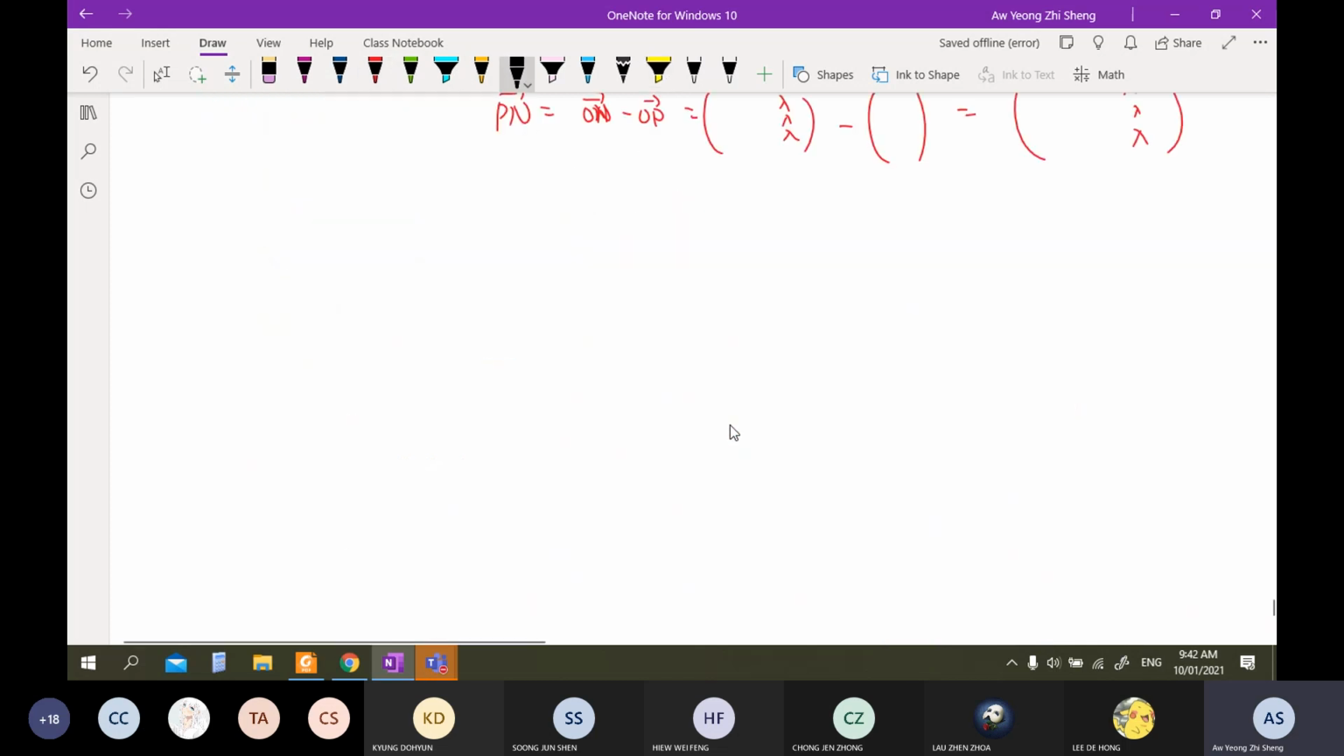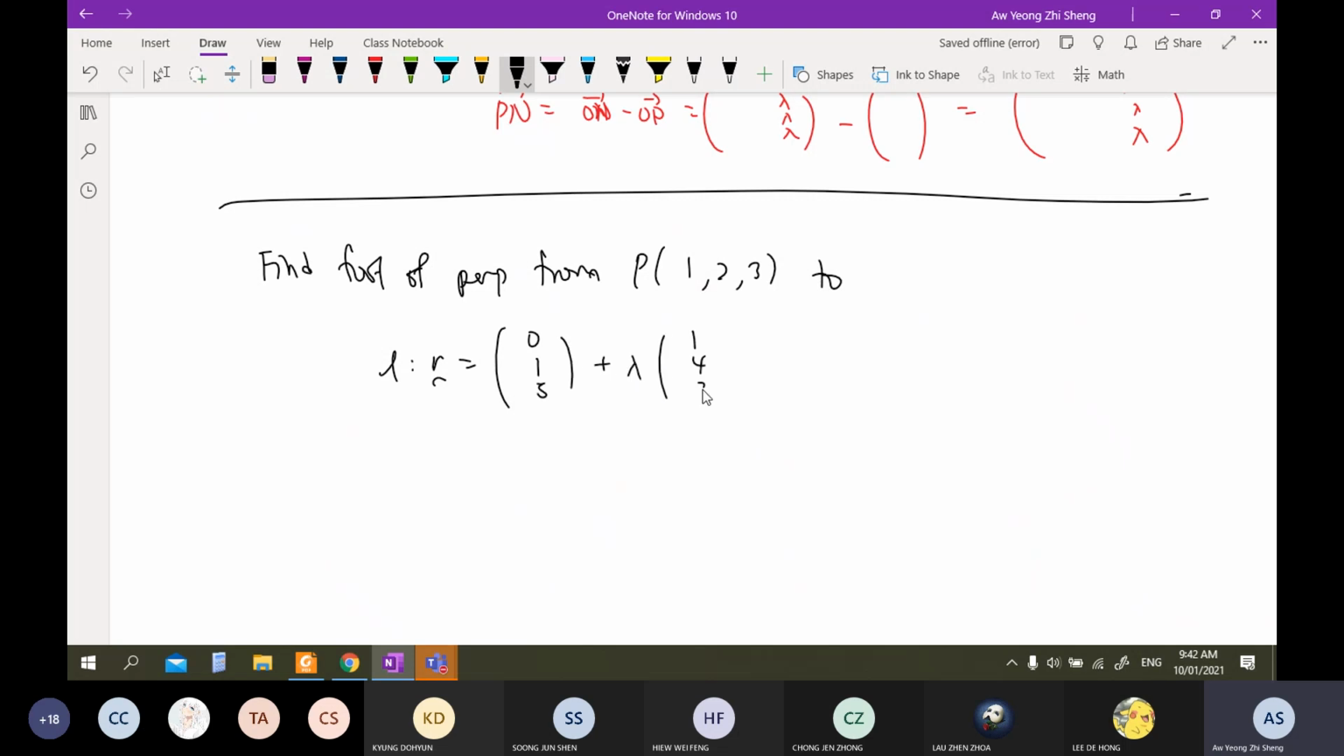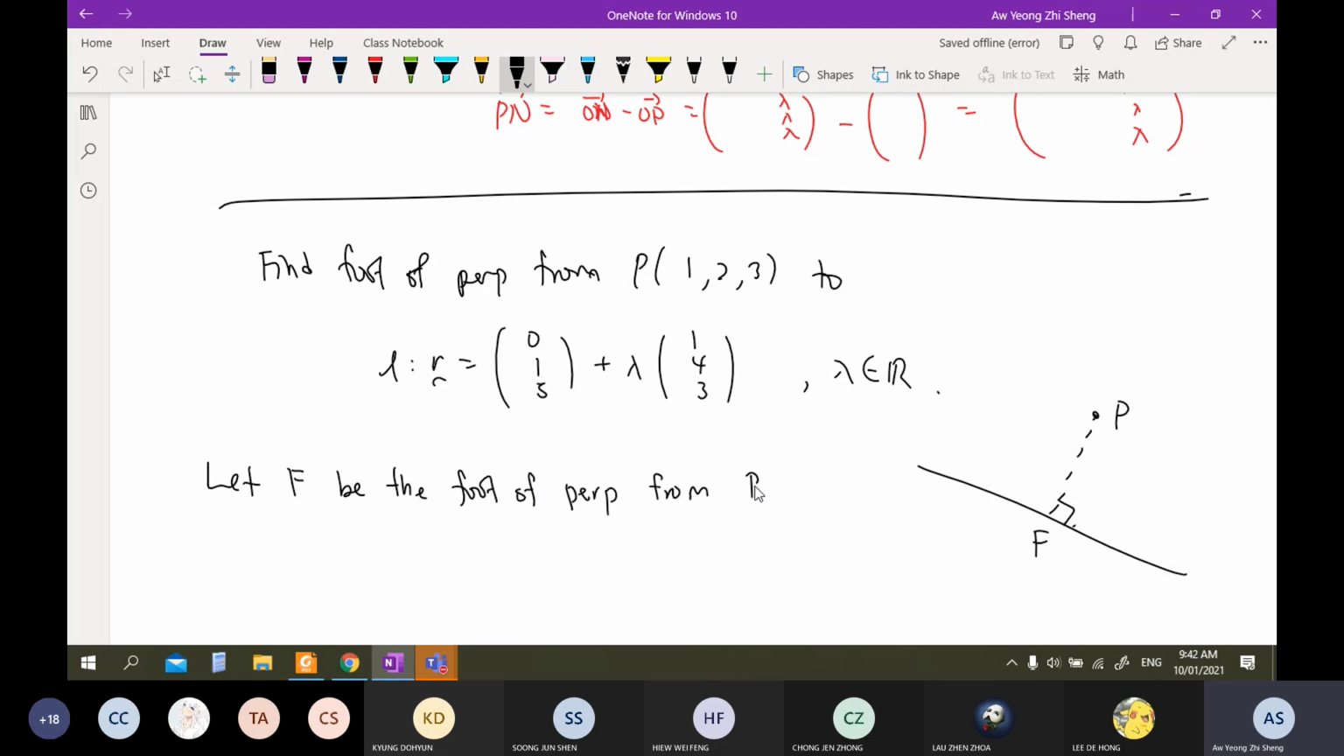So let me repeat this whole procedure again. Let's say they want you to find the foot of a perpendicular from, let's say, P(1, 2, 3) to L with equation r equals (0, 1, 5) plus lambda (1, 4, 3), lambda in R. First thing is to visualize the diagram. Introduce N or whatever symbol you like as the foot of the perpendicular. Here I introduce F. So I would say let F be the foot of a perpendicular from P to L. I'm using an abbreviation, PRP, here. In the exam, you had better write the full words.